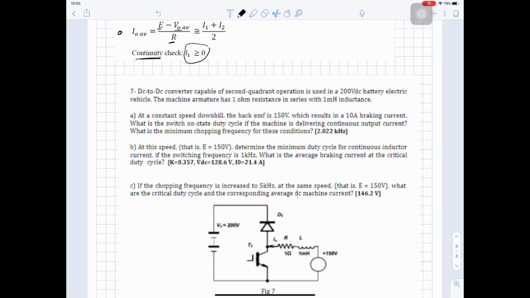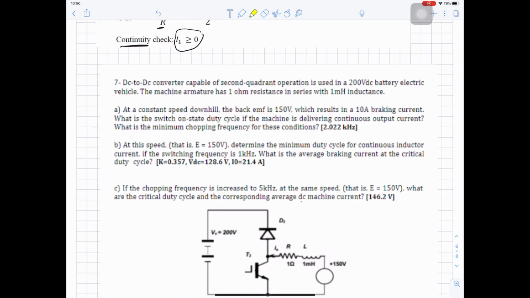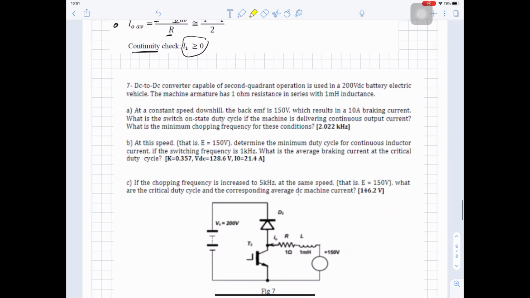So let's solve this example on DC to DC converter boost converters from the problem set. So we have a DC to DC converter. It is in second quadrant operation, and the battery is 200 volt. The armature resistance is 1 ohm, and the inductance is 1 millihenry.